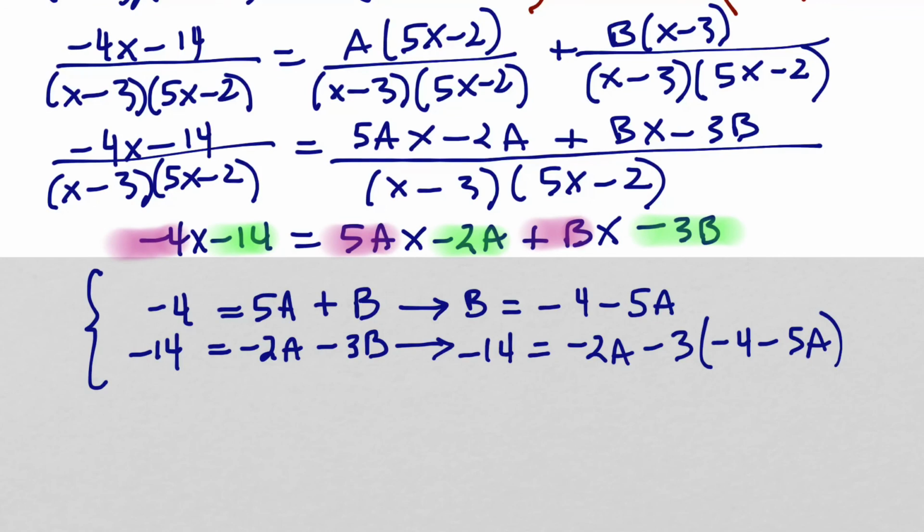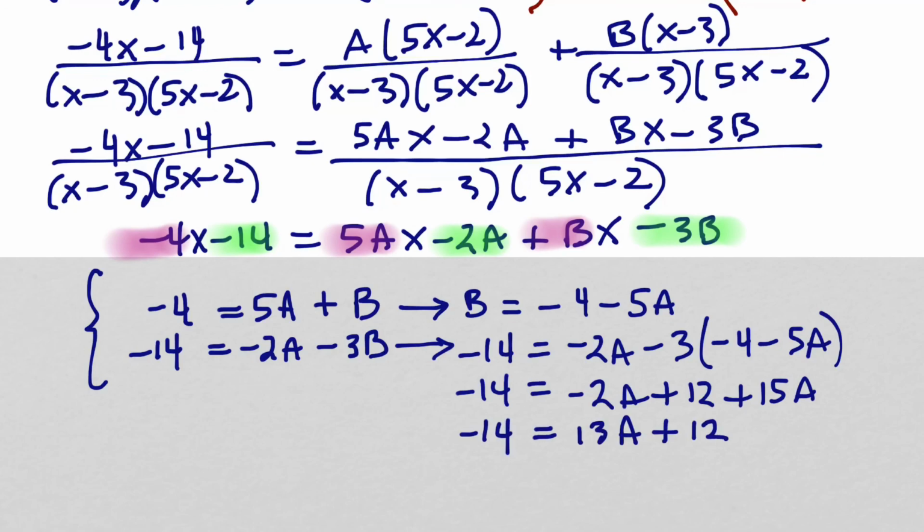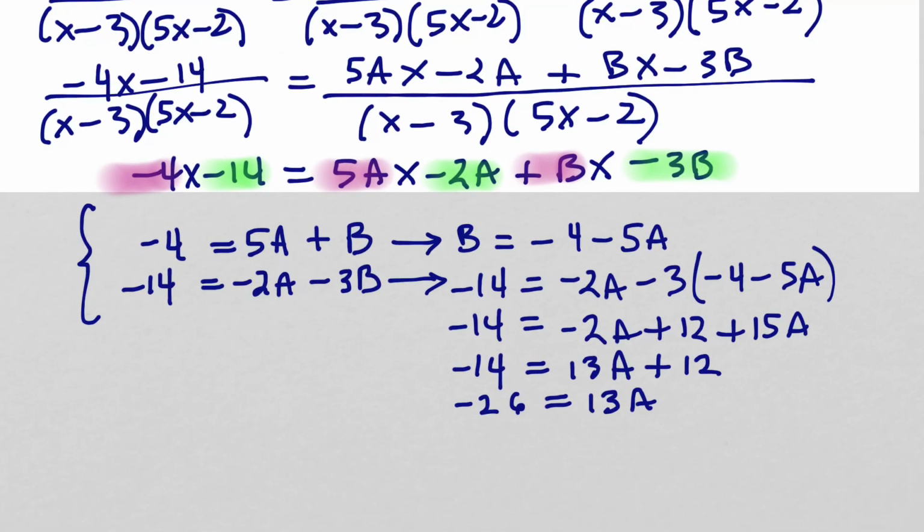All right, so now I can solve this equation here, which is now only in terms of a, for a. So negative 14 is equal to negative 2a plus 12 plus 15a. So negative 14 is equal to 13a plus 12, or negative 26 is equal to 13a, so that means a must be negative 2. So we have a. All right, now we're going to substitute a into the equation that we have for b, and we'll have b.